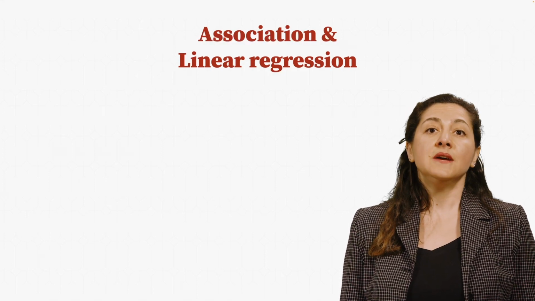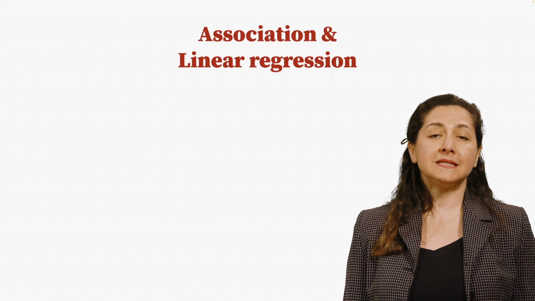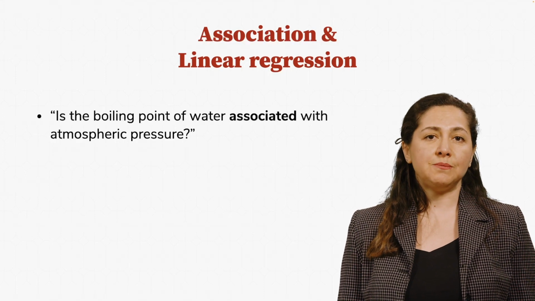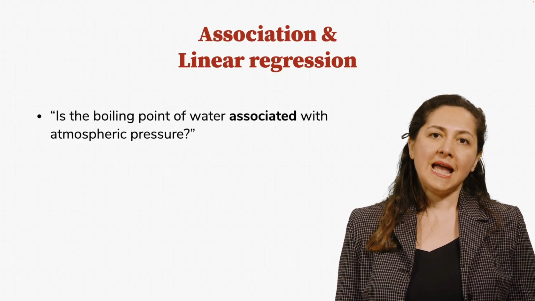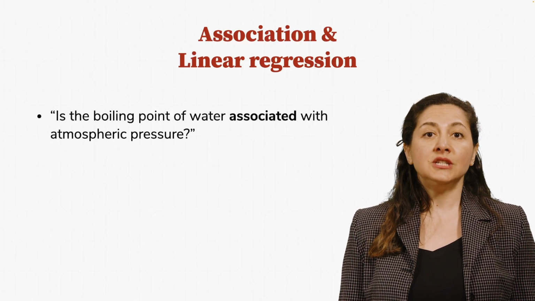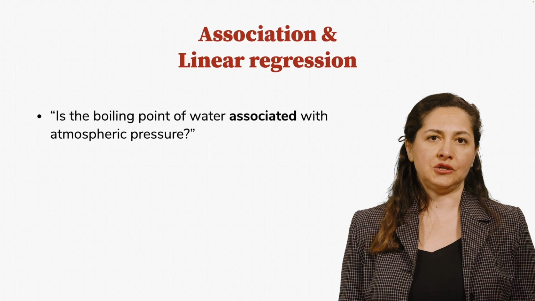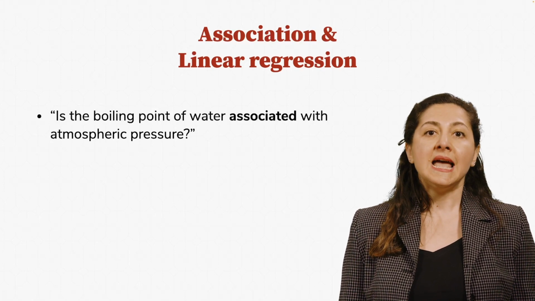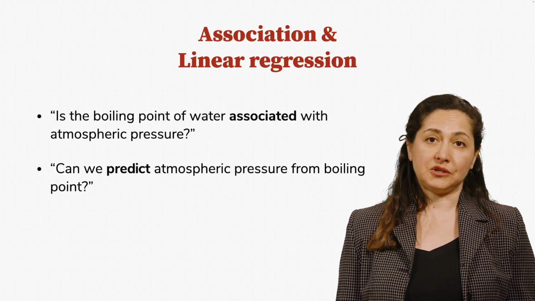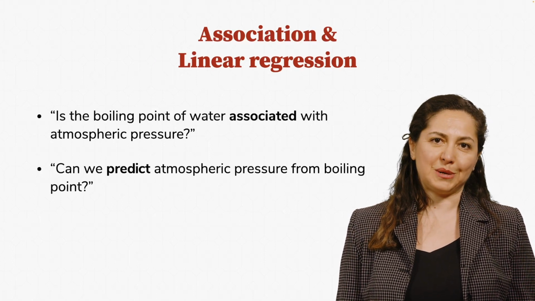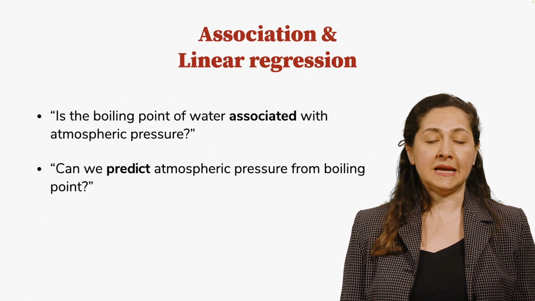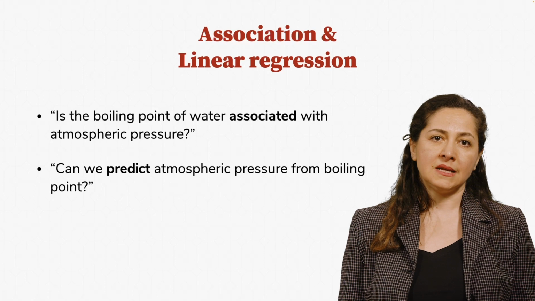Throughout the module, we will use data collected by the physicist James David Forbes, who wanted to understand the relationship between the boiling point of water and atmospheric pressure. We will use measures of association to see how strong the linear relationship between these variables is, and we will use a regression model to predict atmospheric pressure, in fact the log of the atmospheric pressure, from the boiling point while accounting for the uncertainty in measuring these variables.